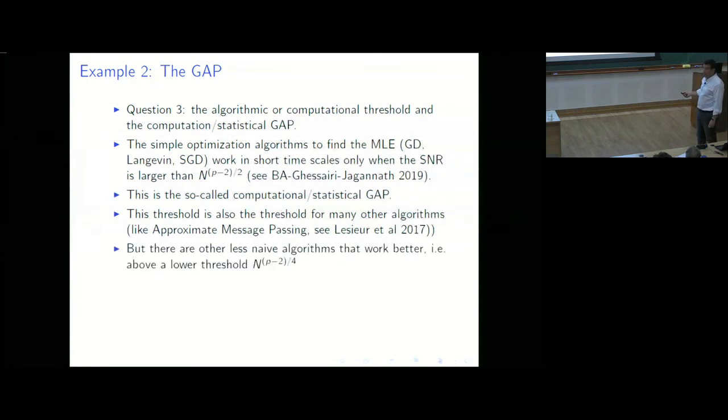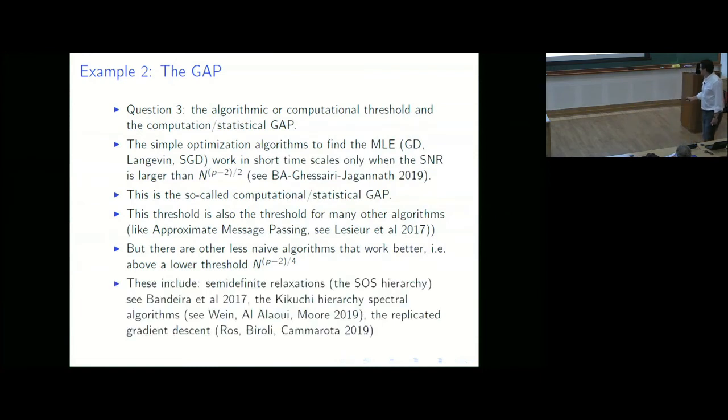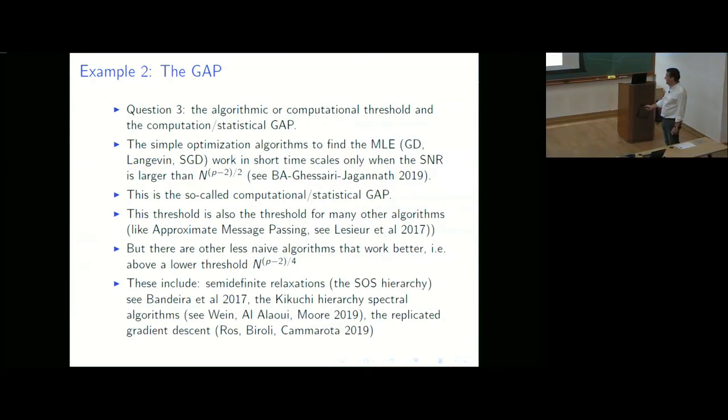So in fact, there are less naive algorithms than these local algorithms, whatever they are, that work better. The best threshold that is known is p to the minus 2 over 4, so better than this p minus 2 over 2. These algorithms are completely different. For a long time, they were essentially only the semi-definite relaxation, semi-definite programming, SOS models, sums of squares. And so this has been done, the SOS hierarchy. For instance, Bangalore did that. My former colleague, Afonso, did that.